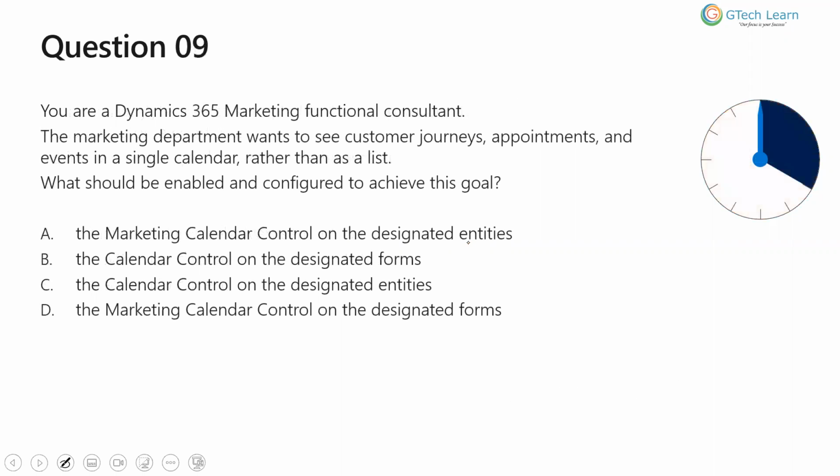The next question we are having in line is, you are a Dynamics 365 marketing functional consultant. The marketing department wants to see customer journeys, appointments, and events in a single calendar rather than a list. What should be enabled and configured to achieve this goal? Is it option A, the marketing calendar control on the designated entities? Option B, the calendar control on the designated forms? Option C, the calendar control on designated entities? Or option D, the marketing calendar control on the designated forms? So your answers in the chat, guys, and let me start a timer now.